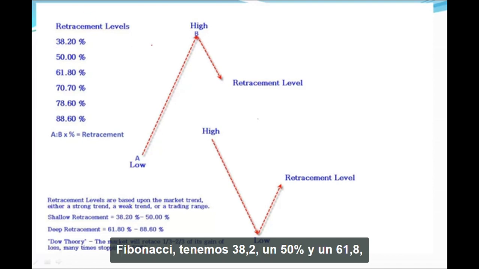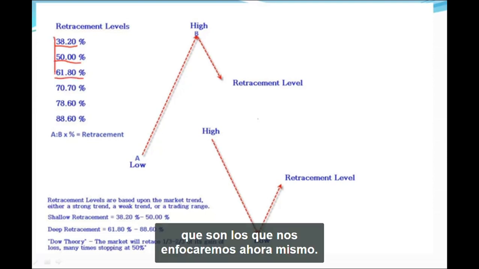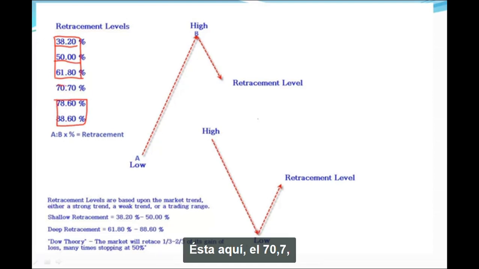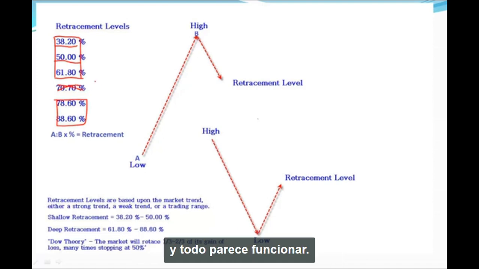Now, Fibonacci, we have 38.2, a 50%, and a 618, which are the ones we're just going to focus on right now. All the other complex ones we're not going to worry about. There's many different projections and extensions we're not going to get into. This right here, the 70.7, has to do with the square and the diagonal of a square, and everything seems to work out, but we're not going to discuss that.